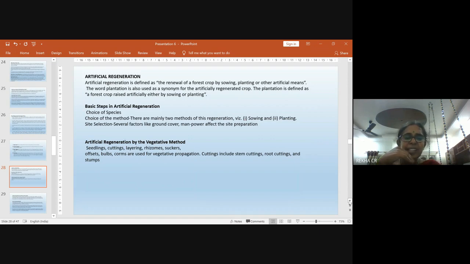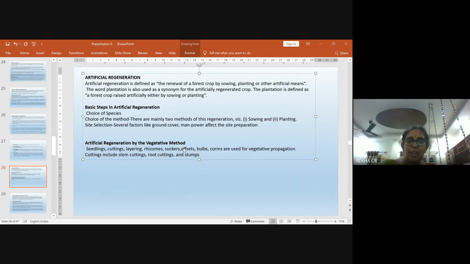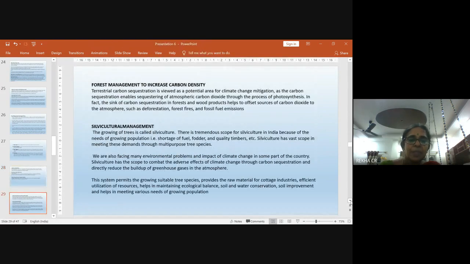So artificial regeneration by vegetative methods includes the seedlings, cuttings, layerings, rhizomes, suckers, offset. These are all the vegetative parts of the plant used for regeneration. So bulbs, corms: bulbs means the onion bulb, corm, Amorphophallus, rhizomes, suckers. These are different methods of vegetative propagation. In each one, you have different types. For example, in cutting, you have stem cutting, root cutting, etc. Similarly, layering also has different types.